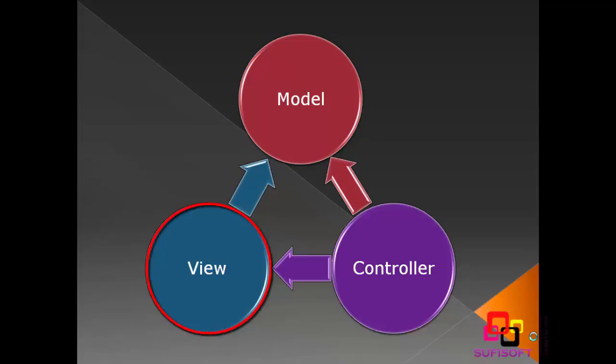Then we take a look at views. Views are the components that display the application user interface. An example would be an edit view of a customer table that displays text boxes, drop-down lists, and radio buttons, etc., based on the current state of the customer object.